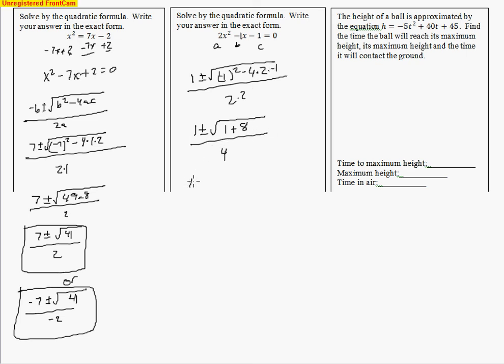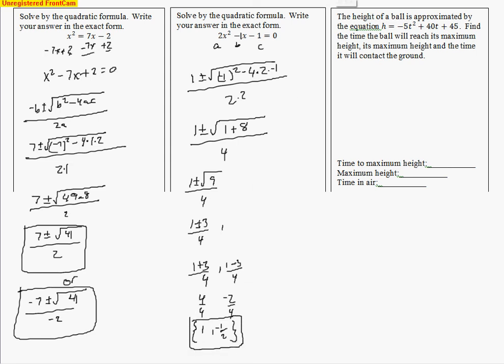So we'll be able to take the square root because it's a perfect square. And when I do that, I get plus or minus 3 that I have to do to the 1. So it's 1 plus 3 over 4, which makes 4/4, which makes 1. And then the next one is 1 minus 3 over 4, which makes negative 2/4, which makes negative 1/2. So those are the two solutions that we end up seeing.